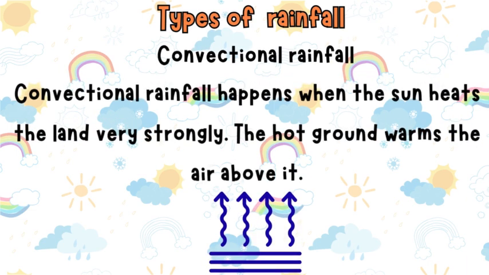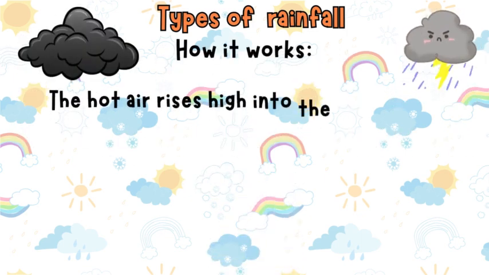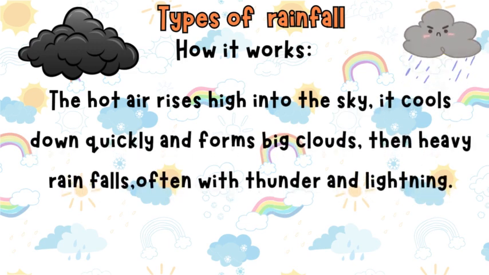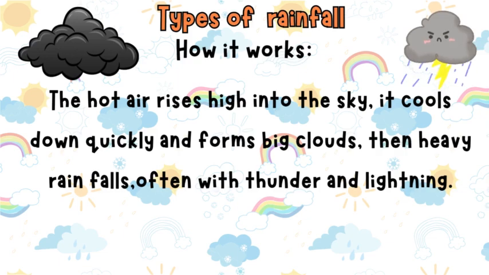Convectional rainfall. Convectional rainfall happens when the sun heats the land very strongly. The hot ground warms the air above it. The hot air rises high into the sky. It cools down quickly and forms big clouds. Then heavy rain falls, often with thunder and lightning.